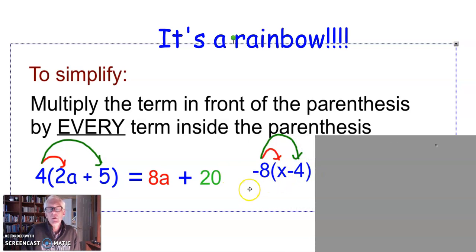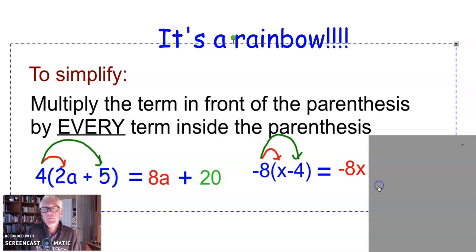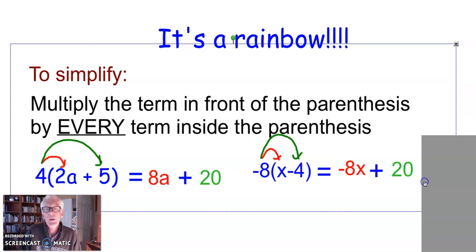Let me give you another example. Here's negative 8 times (x minus 4). If you don't like this, just write down x minus 4 eight times and then put them together. But you really want to do this. Negative 8 times x is negative 8x. Negative 8 times negative 4, be careful of the signs, is plus 32.